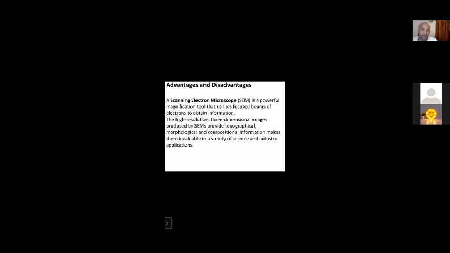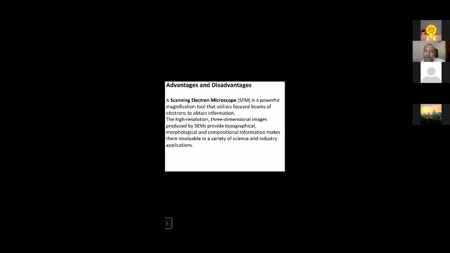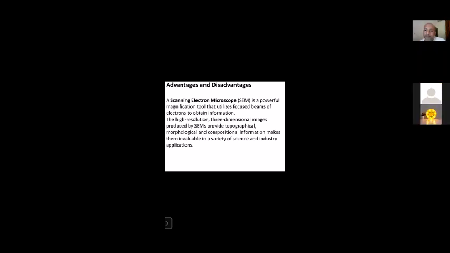Advantages and disadvantages. A scanning electron microscope is a powerful magnification tool that utilizes focused beams of electrons to obtain information. The high-resolution three-dimensional images produced by scanning electron microscopy provide topographical, morphological, and compositional information, which makes them invaluable in a variety of science and industry applications.